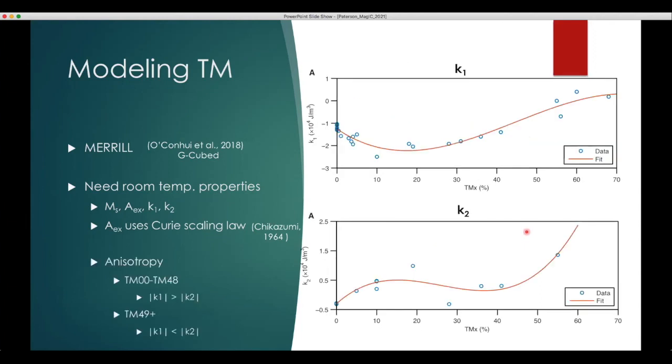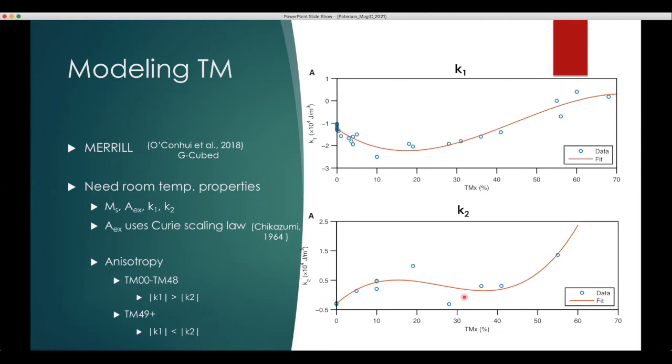And the last two constants that we're interested in constraining are the anisotropy constants, K1 and K2. There's quite a large amount of data available for K1, and we can map out a systematic trend. It's not decreasing or increasing, but it decreases in magnitude a little bit and then comes back up to zero as we get to higher titanium compositions. And similarly, K2 shows essentially a polynomial fit of variable anisotropy with titanium composition.